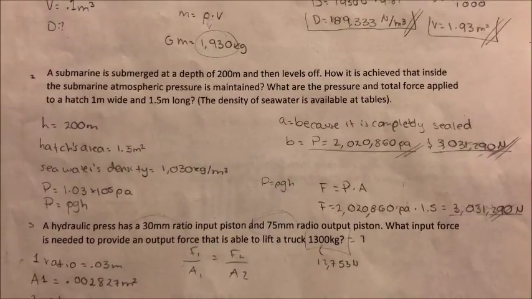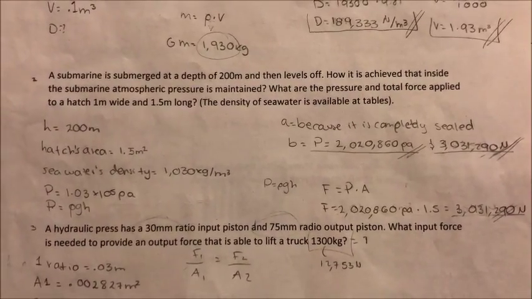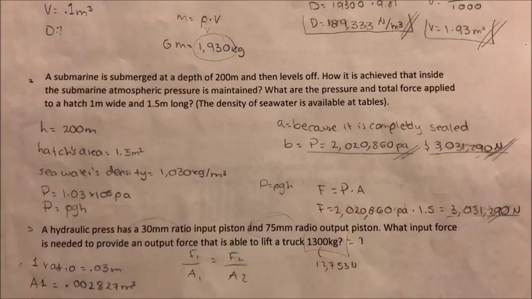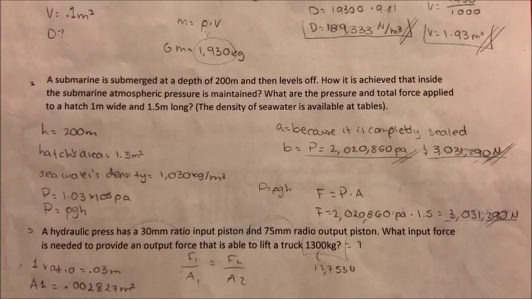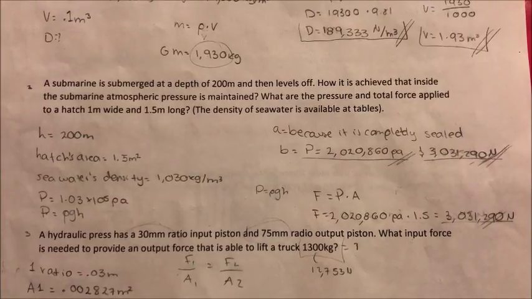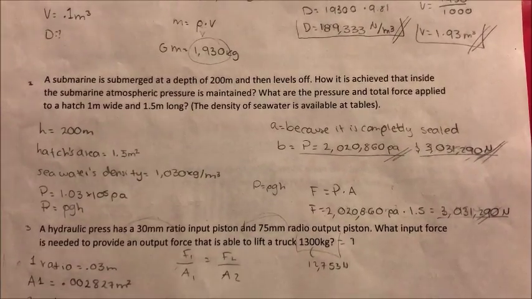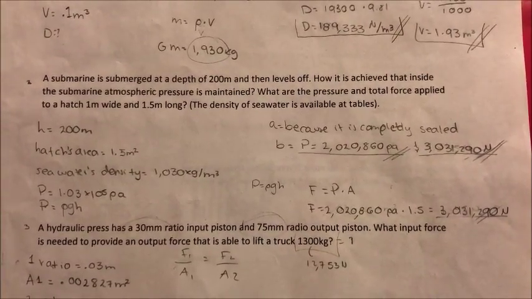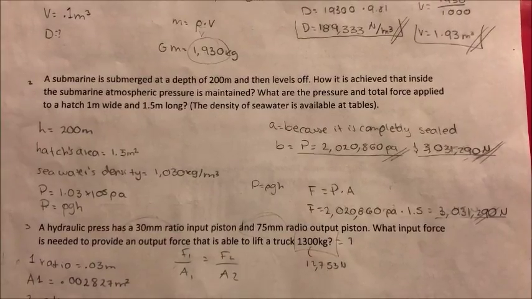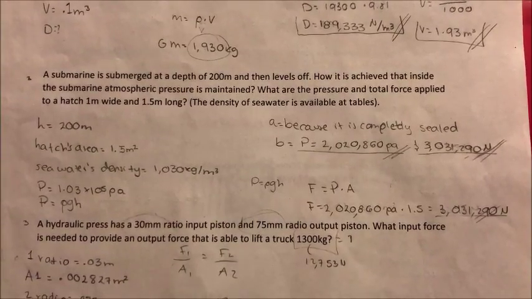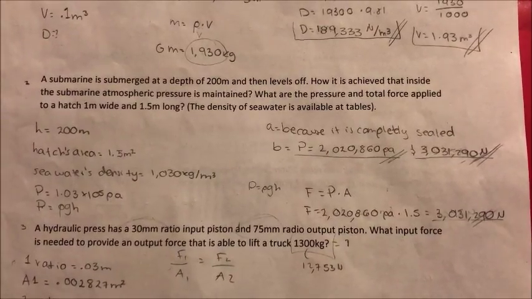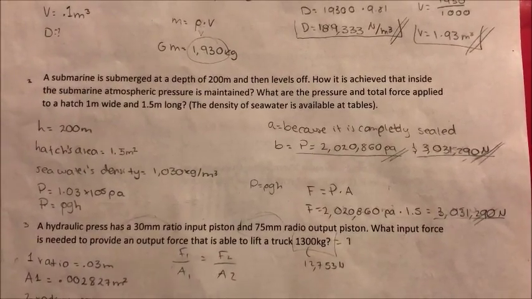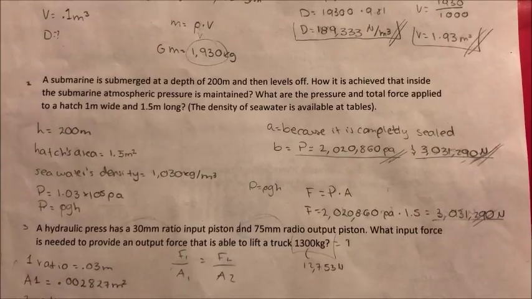Now we're going to read the second problem. It says, a submarine is submerged at a depth of 200 meters and then levels off. How is it achieved that inside the submarine atmospheric pressure is maintained? That is more like a theoretical question, because we cannot calculate that. I put that because it is completely sealed. That's why the atmospheric pressure is maintained.